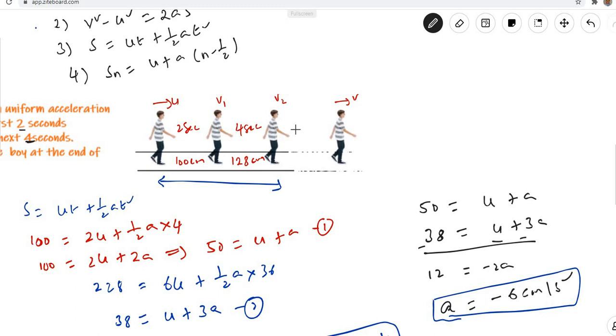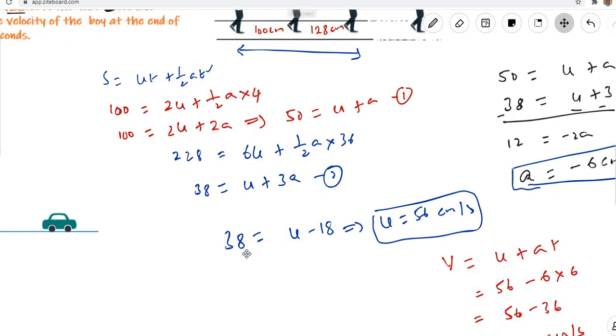By the end of the other 6 seconds, his velocity will be 20 centimeters per second. This is the answer. Now let's go to the second problem.